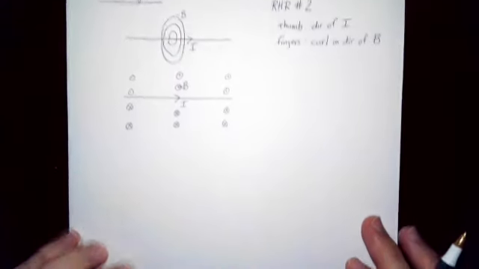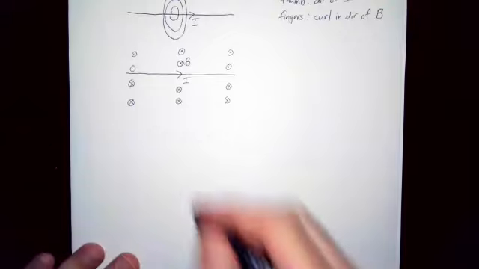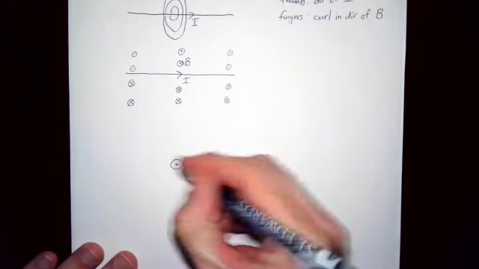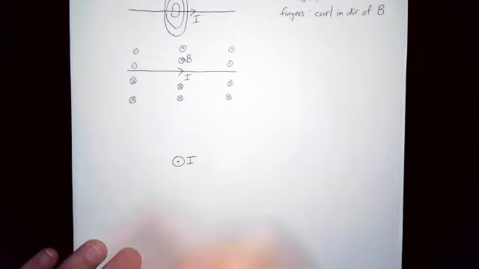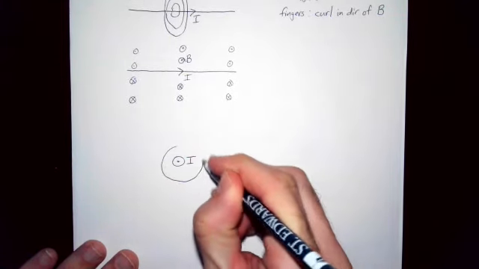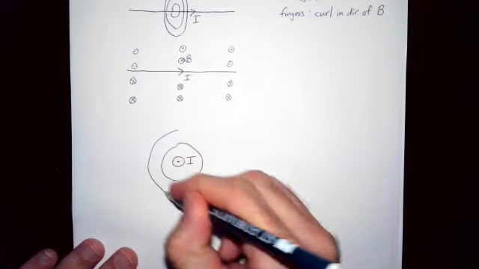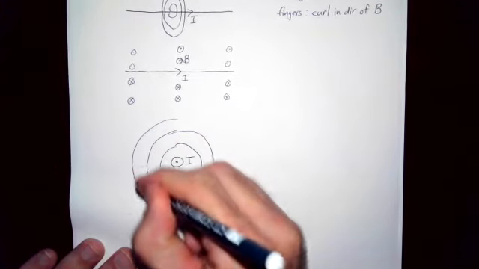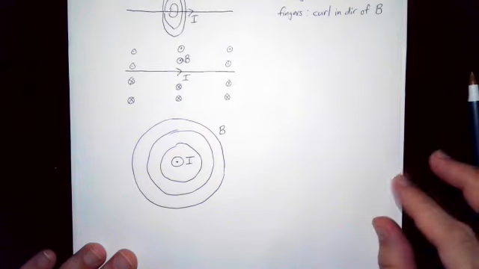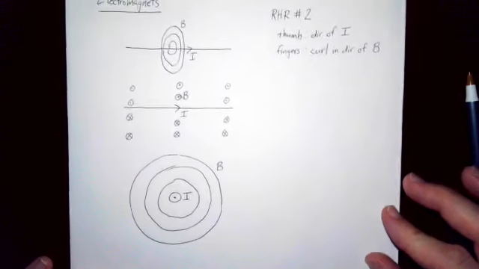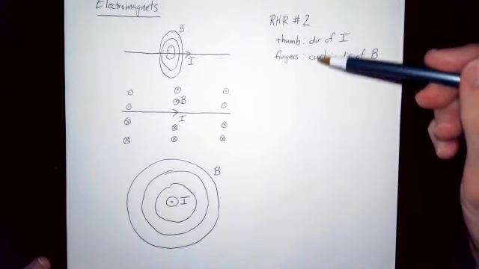Okay, let's do another view. This time, let's have the current coming towards us. What do the magnetic field lines look like for this current? Well, again, they are concentric circles around the current. Okay, that's my magnetic field lines. Which way do they point? Well, I'm going to use right-hand rule number 2. So pause the video and try this yourself. Remember, here's the recipe up here for right-hand rule number 2.